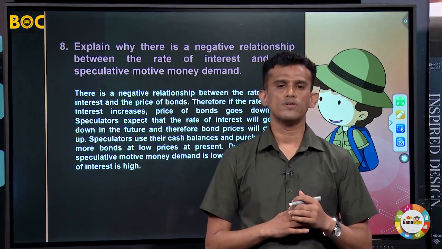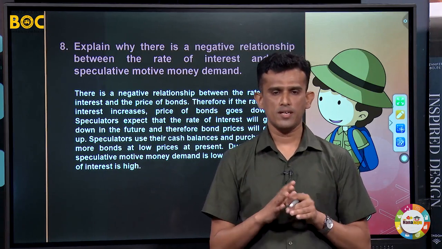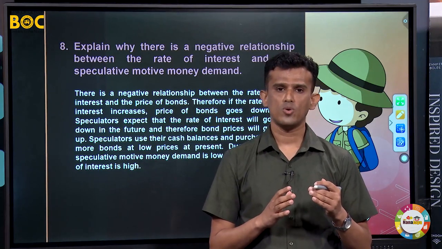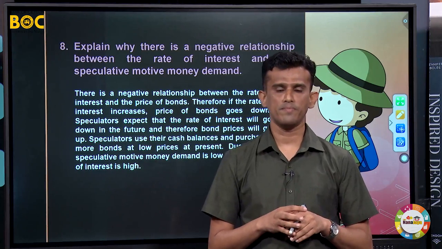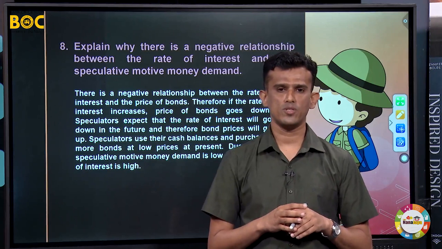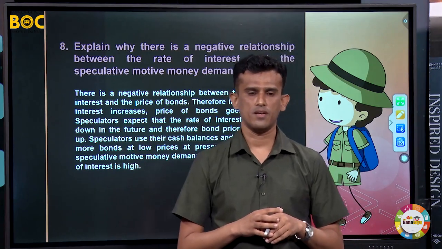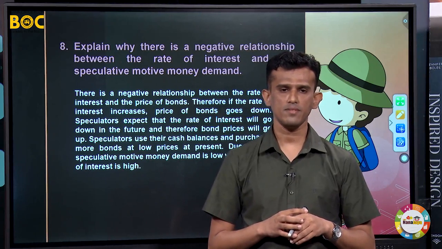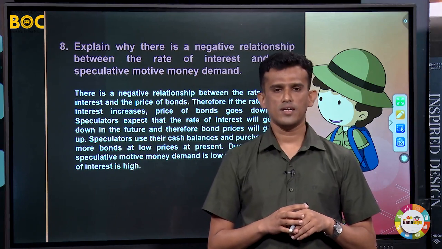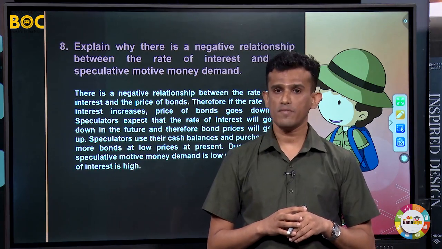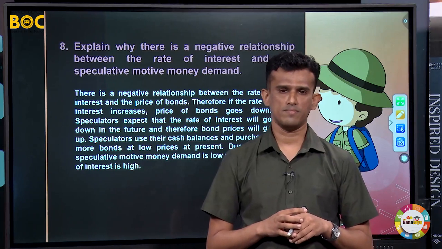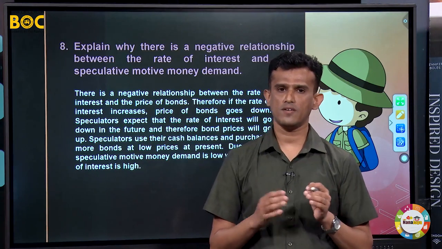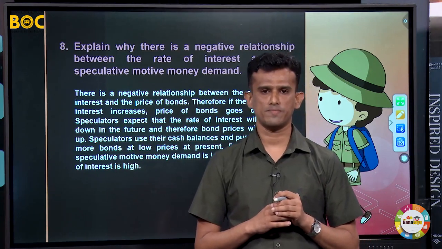As I told you, the speculative motive money demand is the preference of general public to hold currencies with them in order to make profits through the price fluctuations of assets. We identify a negative relationship between the rate of interest and the price of bonds.